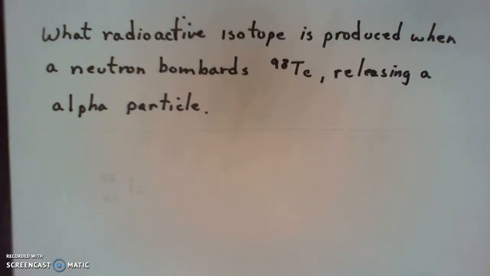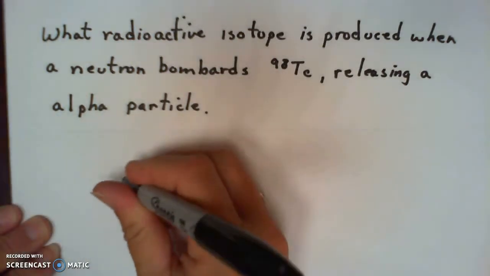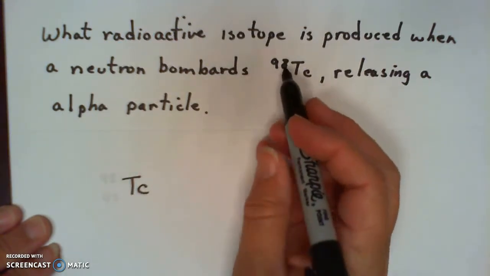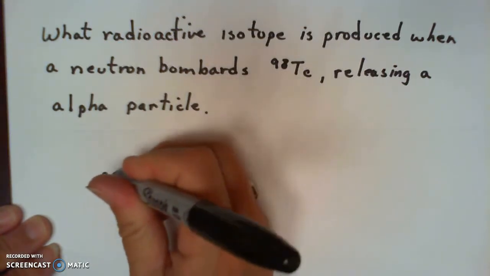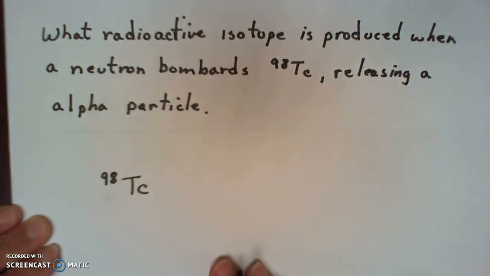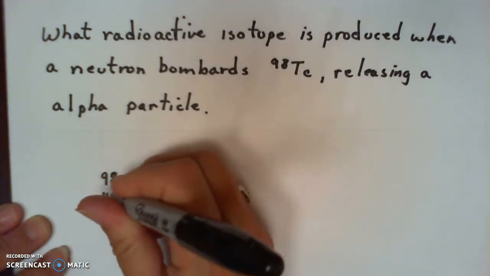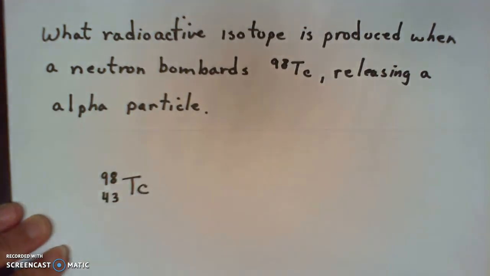What radioactive isotope is produced when a neutron bombards a Tc-98 atom, releasing an alpha particle? So let's start with what we know. We're starting with technetium, and we know its mass number is 98. We look on the periodic table, we'll find that technetium has an atomic number of 43.